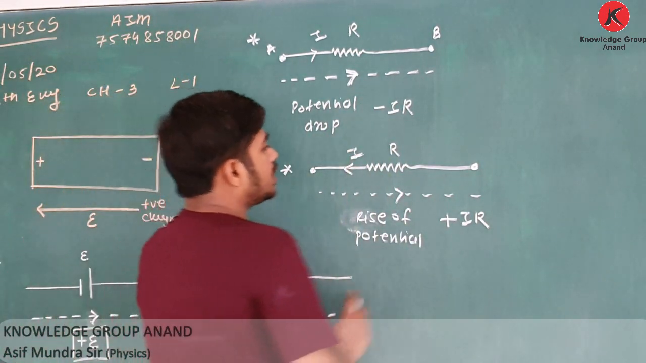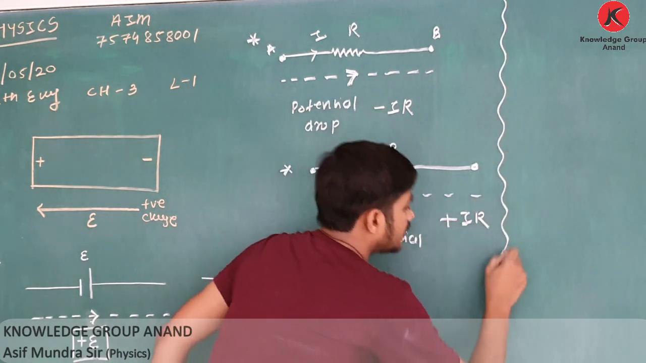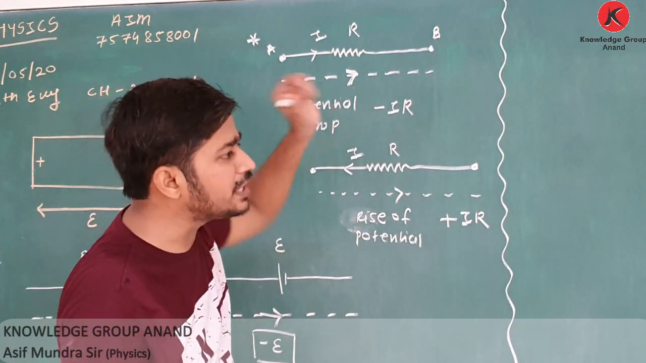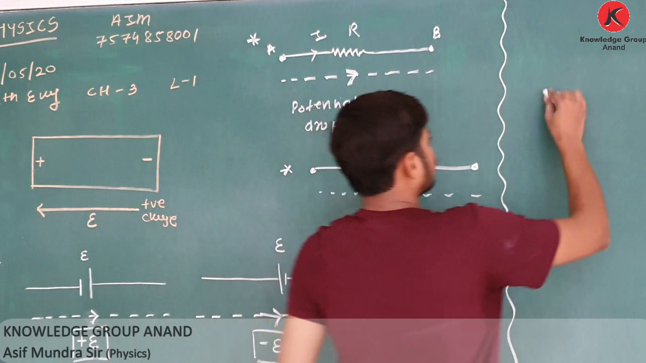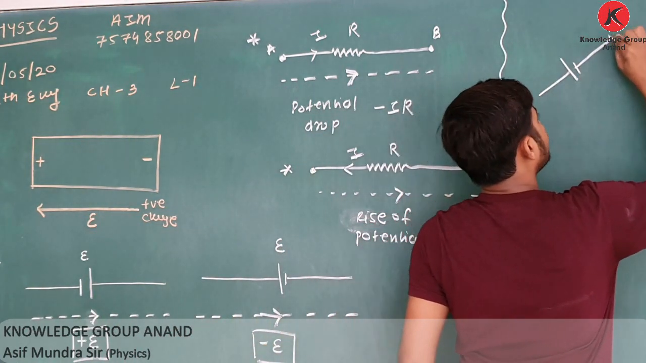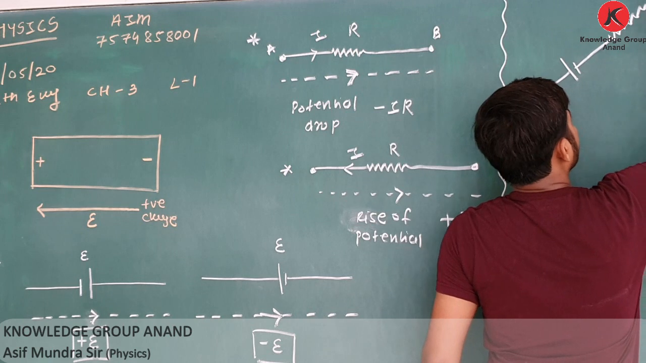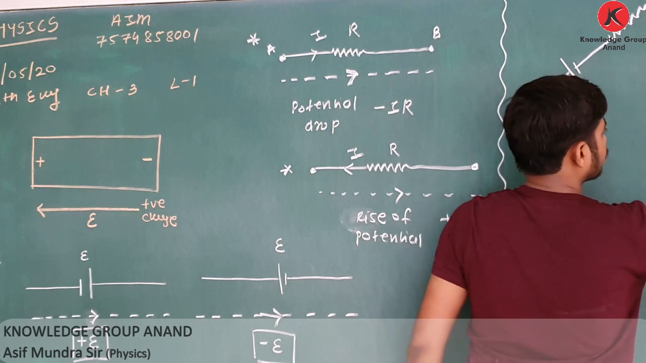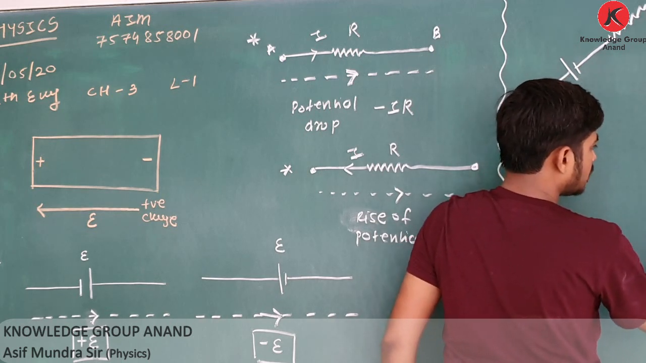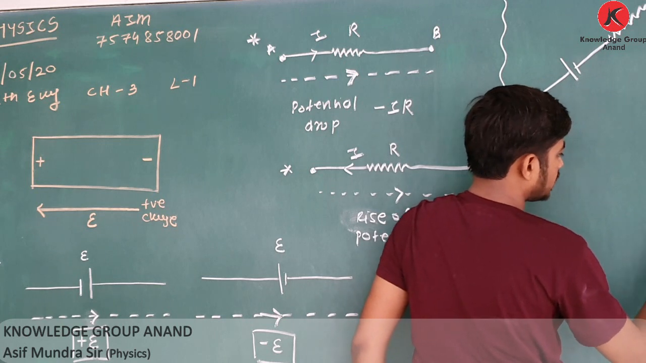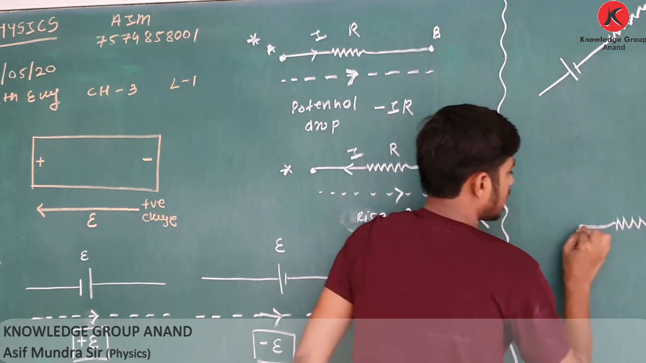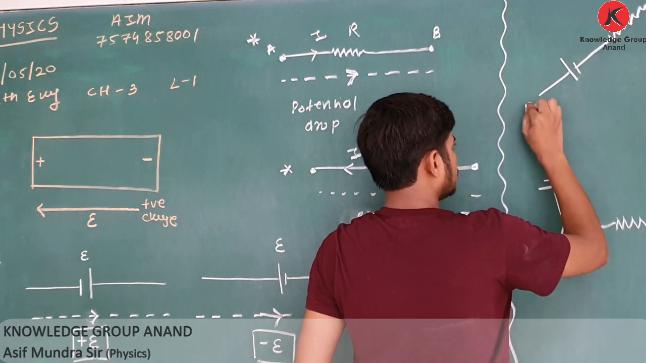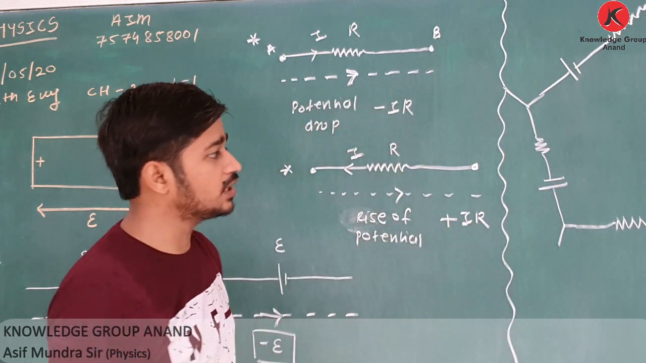Now we will consider one network and then we will apply these laws. See, first of all, I will draw one network. Here it is, one network like this. In this network, you can take any number of resistors and any number of cells. Here it is one complex network.